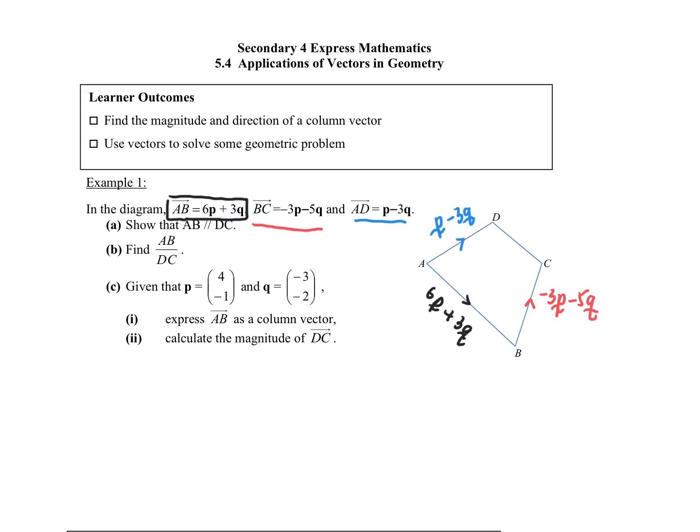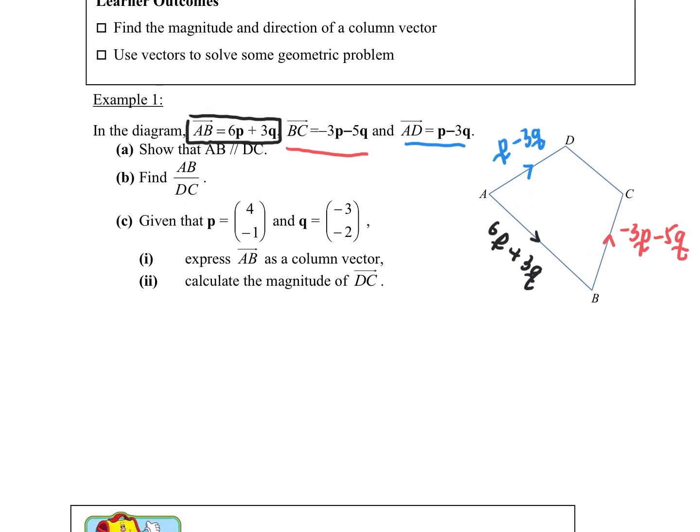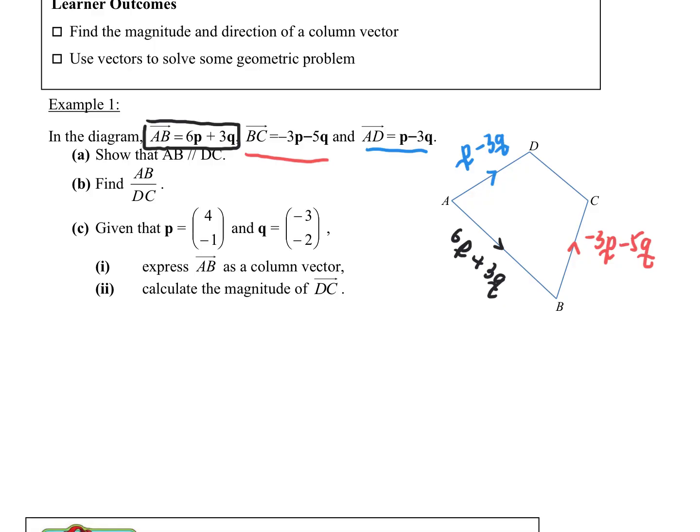Okay, if I want you to show that AB is parallel to DC, in order to show that two vectors are parallel, you need to show that they are ratios of each other. So I'm going to write down AB first. So AB is 6P plus 3Q.